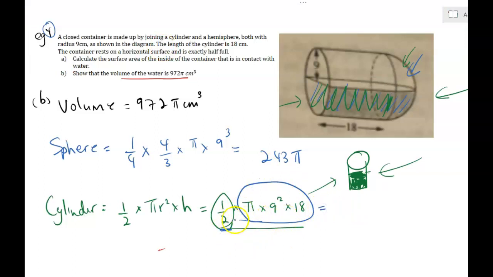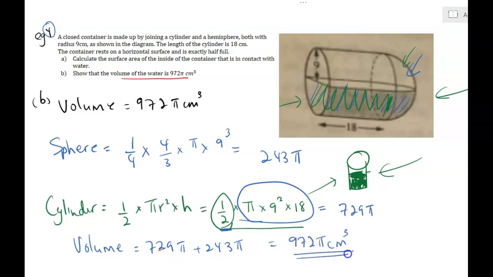So when I work out the multiplication of these two now, I am going to get 729 pi. So then that means that my total volume, guys, will actually be 729 pi plus 243 pi. And that works out to be 972 pi centimeters cubed. So that, everyone, proves that our volume is really 972 pi centimeters cubed.